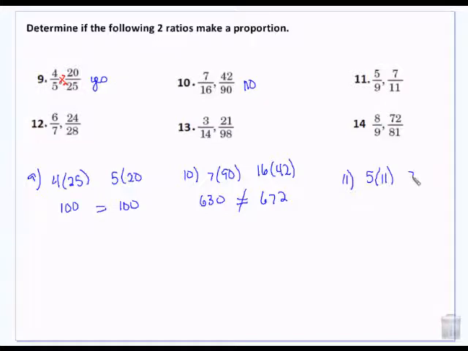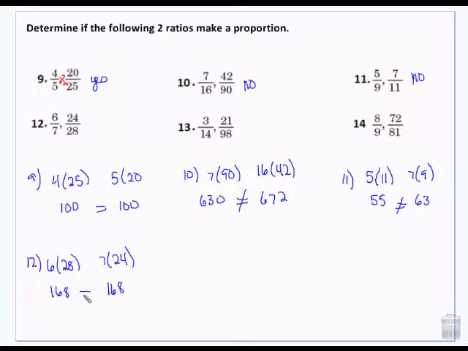5 times 11, 7 times 9, 55, 63. Those are not equal, so neither are these. 6 times 28, 7 times 24. 168? Both? Okay. Those are equal, so yes. 3 times 98, 21 times 14, both of them? 294? Equal, so yes.